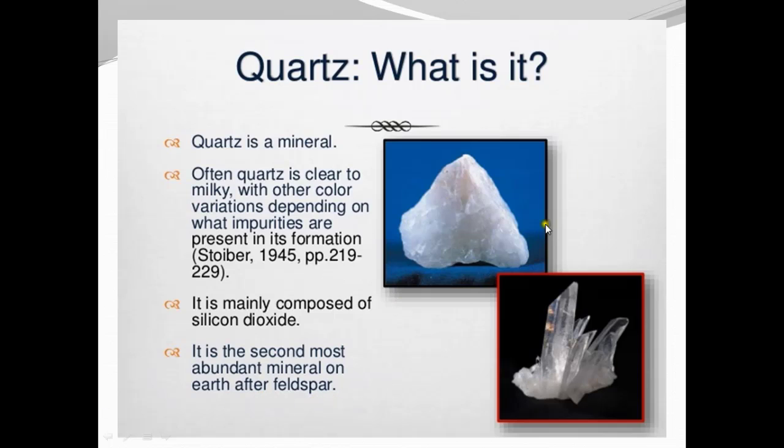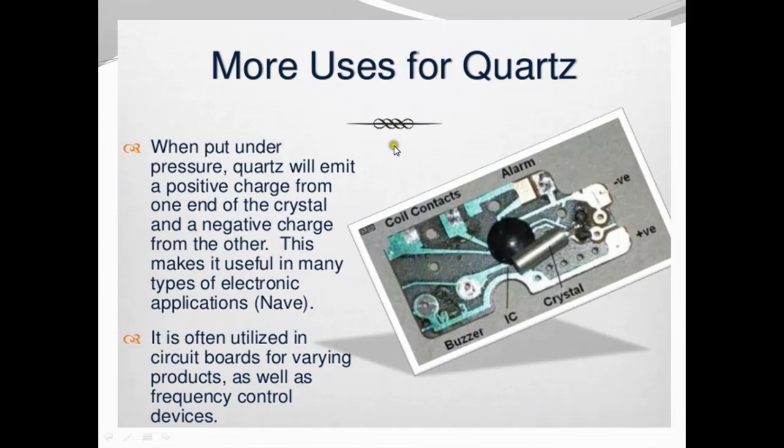Here you can see the picture of quartz, and also we can see other uses of quartz. When put under pressure, quartz will emit a positive charge from one end of the crystal and a negative charge from the other end, and this makes it useful in many types of electronic applications. Also, it is often utilized in circuit boards for varying products as well as frequency control devices, and in computers it is used as silicon chips. So quartz contains silicon, the element used in the production of computer chips.